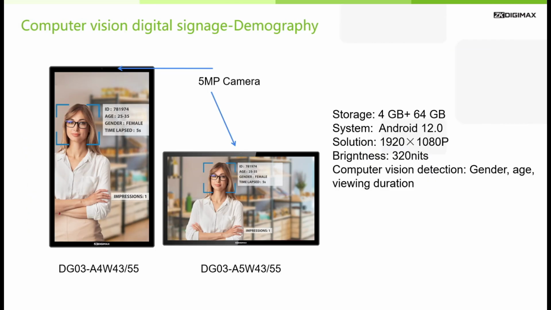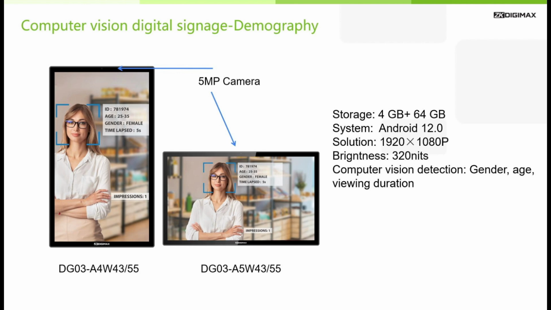Then this is the advanced one. These are the devices with computer vision technology, demography and everything. These devices are AI-powered devices. If you stand in front of this device, or if you pass in front of these devices, this device can understand even whether it is male or female.